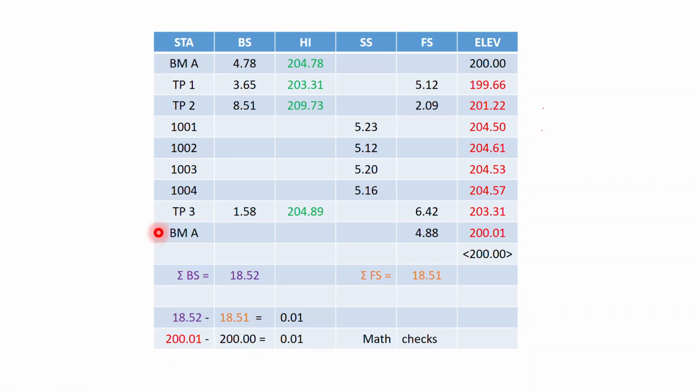When you begin and end on the same point, the sum of your backsights should equal the sum of your foresights. If we total up our backsights, we get 18.52. If we sum up our foresights, we get 18.51. Backsights minus foresights gives us a positive 0.01. And that's the same difference when we looked at our calculated closing minus our initial elevation. This doesn't mean your level loop is good, necessarily. It just means that your math checks and you didn't perform any math errors when you were computing these numbers over here.